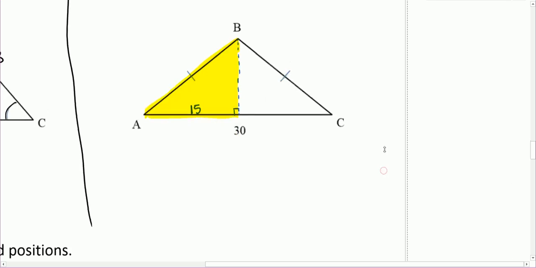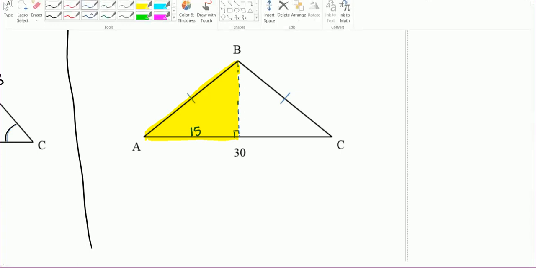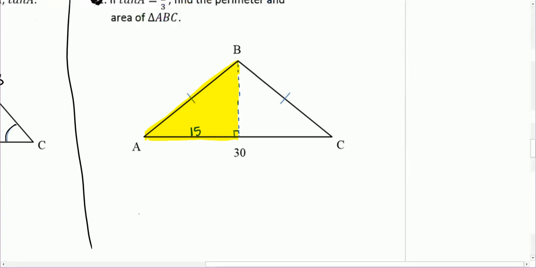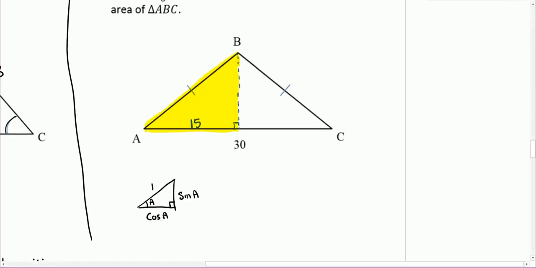Now here's what we understand. If we scale this triangle down and draw one that's similar to it, right triangle with a hypotenuse of 1, same angle A, they're similar. We know this is the sine of A, this is the cosine of A. Okay. And we know that the tangent of A is 1/3. So the ratio of side lengths, the sine A over cosine A, is 1/3.